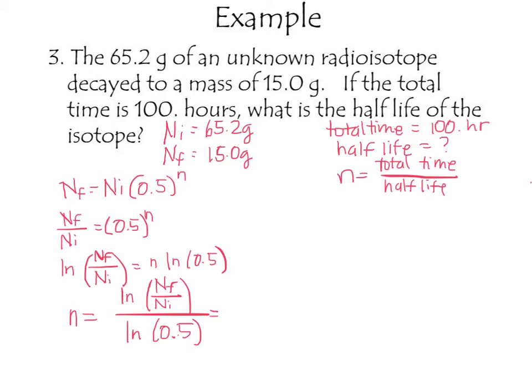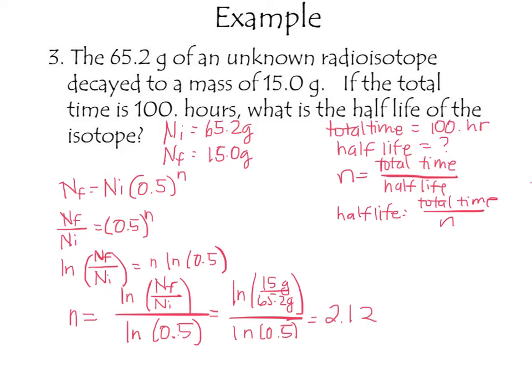And if you put all your numbers in, you should end up with 2.12 half-lives. Now that you know n is 2.12 half-lives and you know the total time, we can calculate the half-life. All we have to do is rearrange this, and you should end up with this equation: the total time over n equals the half-life. And if you plug and chug, you should end up with a half-life of 47.2 hours.